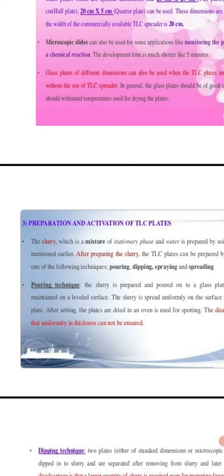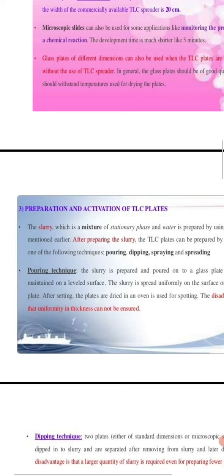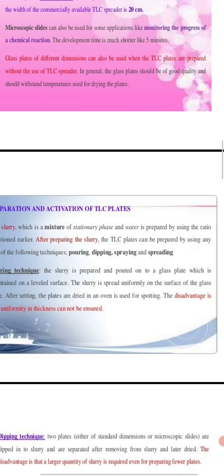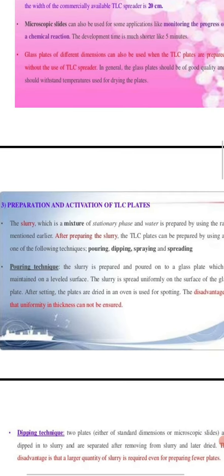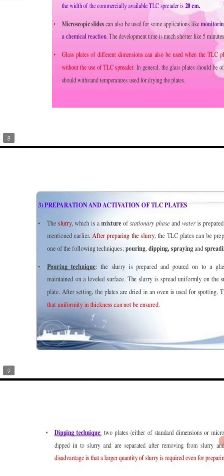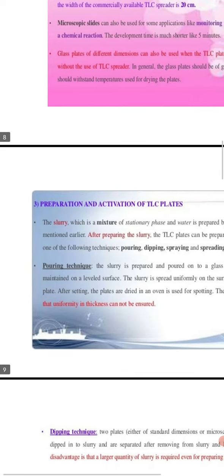So in the first pouring technique, the slurry should be prepared and poured on the glass plate which is maintained on a level surface. The slurry is spread uniformly on the surface of the glass plate. After setting, the plates are dried in an oven. It is used for the spotting. The disadvantages of this, the uniformity in thickness cannot be ensured.